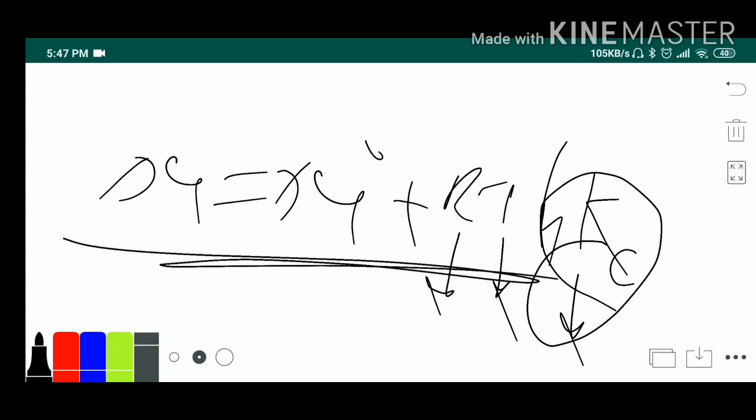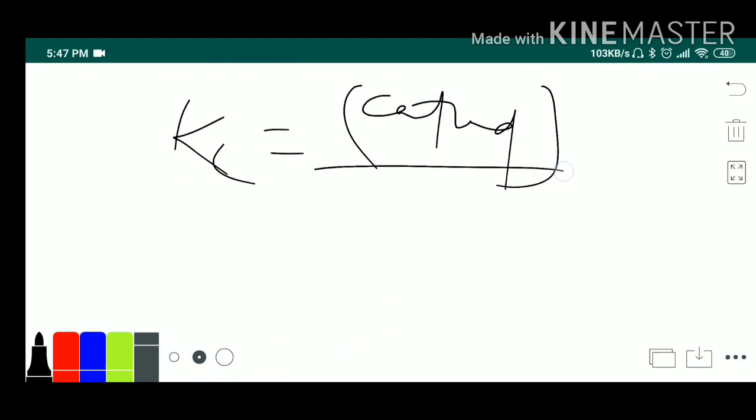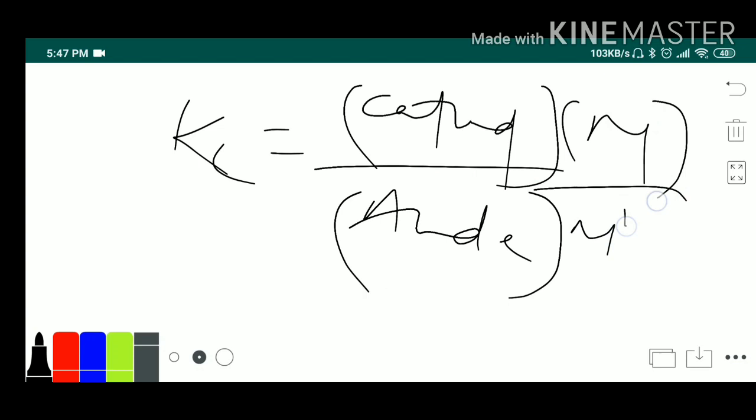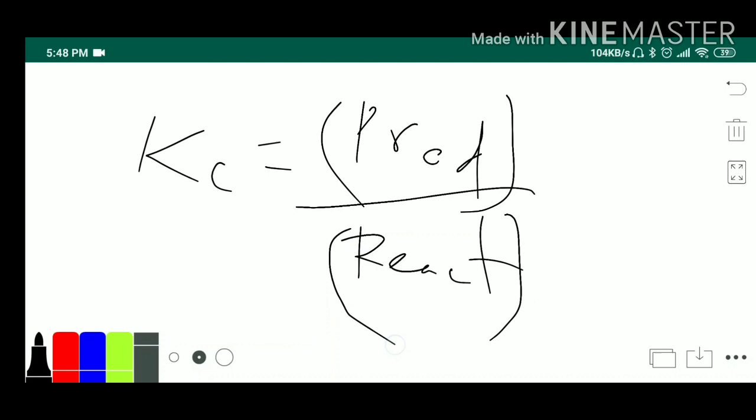Just put those values, delta G, delta G naught, but what is K? See here, K is the equilibrium constant, written as KC. KC is equal to metal concentration divided by metal ion concentration. It is given by cathode concentration divided by concentration of anode. Here we have metal and metal ion Mn plus. This is our case, also written as product concentration divided by reactant concentration. The product here is M, the same thing, it is Mn plus.